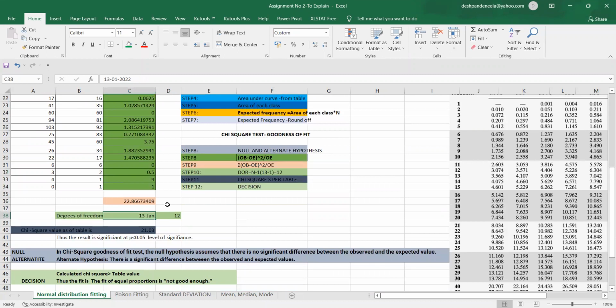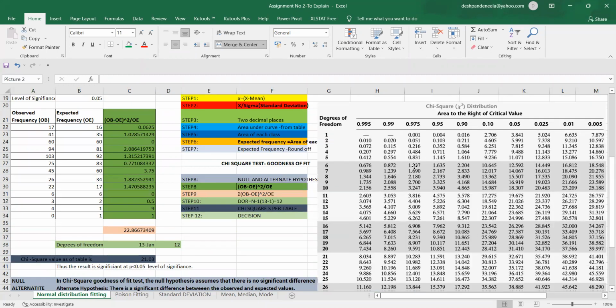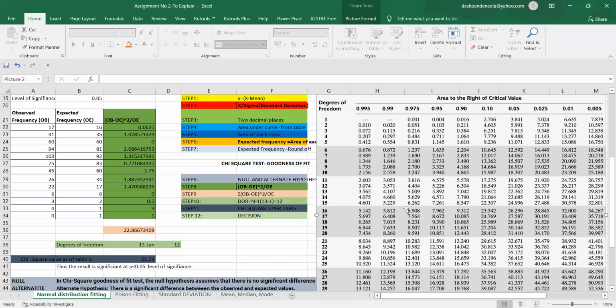Okay, so this is 13 minus 1, and so it becomes 12. Now find out the chi-square value. To find the chi-square value, you require the degrees of freedom and level of significance. So for this, you require the table of chi-square distribution. This table is available in any of the books or on the internet. It is available in this presentation, in this Excel sheet as well.